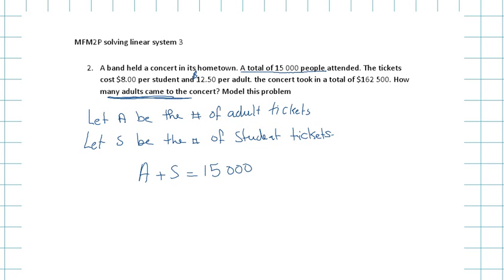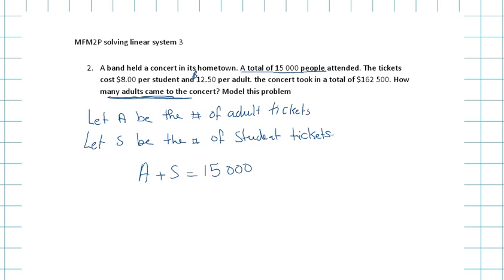Now, each student ticket costs $8. How many student tickets did I sell? We don't know. But we know the letter. So, would it be A times $8? No, it's $12.50. A times $12.50, plus S times 8, equals to? The money has to be added together to make money. The numbers added together make a total number.